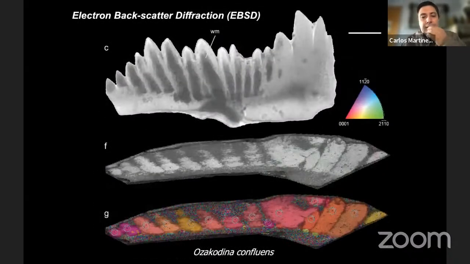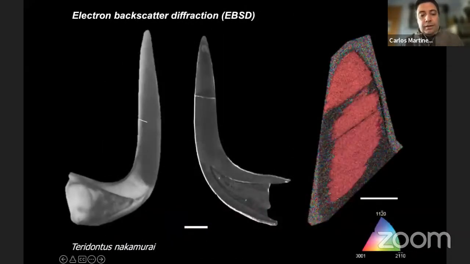Finally, we ran this electron backscatter diffraction analysis just to see how this white matter behaves crystallographically, and we found that every single cast was filled by a single crystal of apatite. We saw it in Othelcodina, but we also saw it in Pteridontus, the specimen we studied with the tomography. That's very, very interesting and very important for us.